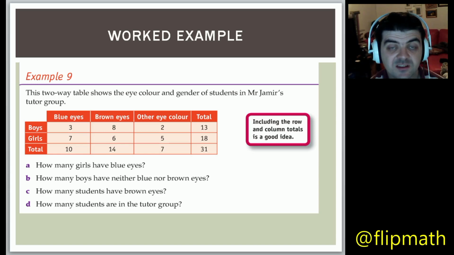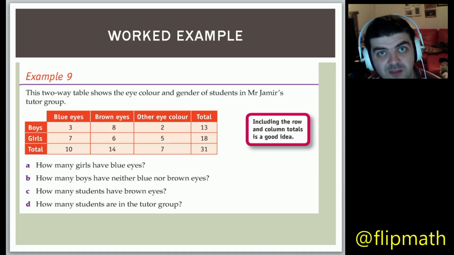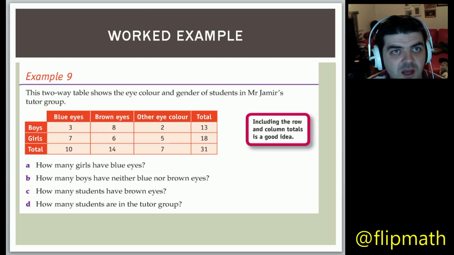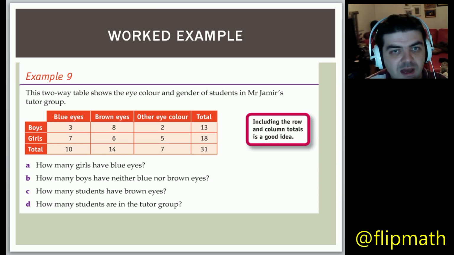So let's look at an example. We're going to look at this two-way table. The two-way table shows the eye colour and gender of students in Mr. Jameer's tutor group. And in this example, they've included the totals for the rows and the columns. So we'll just pull some information from this. Okay. First question is, how many girls have blue eyes?